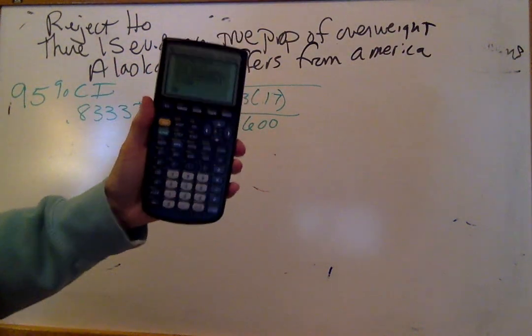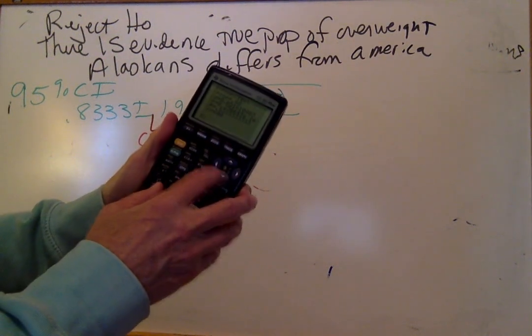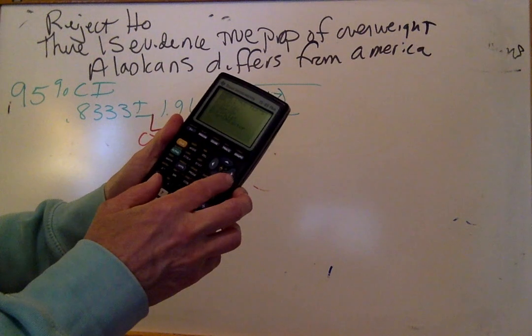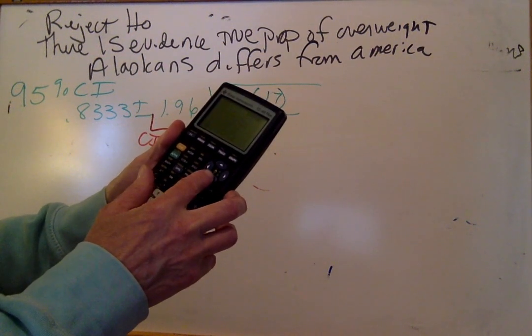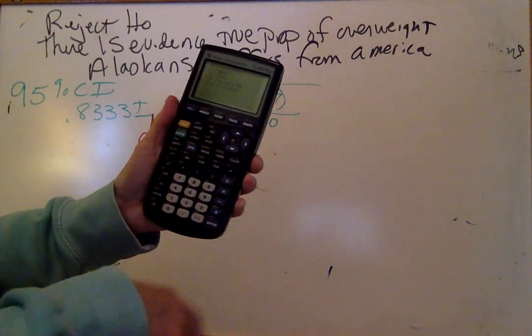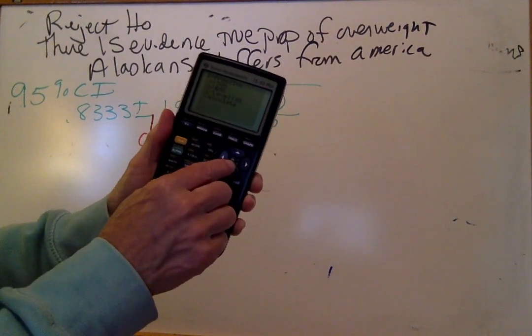Now that we've already typed in everything for one prop z test, this should be very quick. You need to go find one prop z int. When you get there, everything's already going to be typed in. You just got to put in the C level, 95.